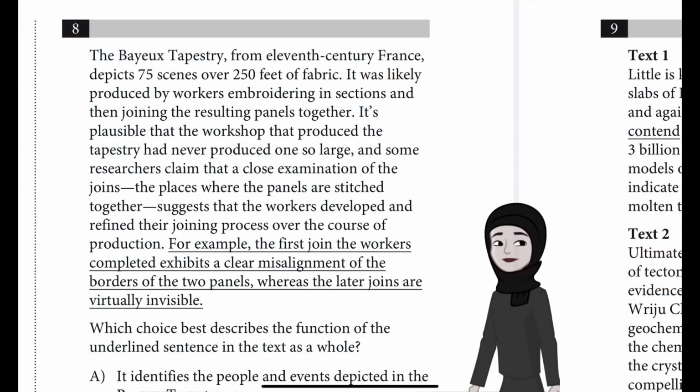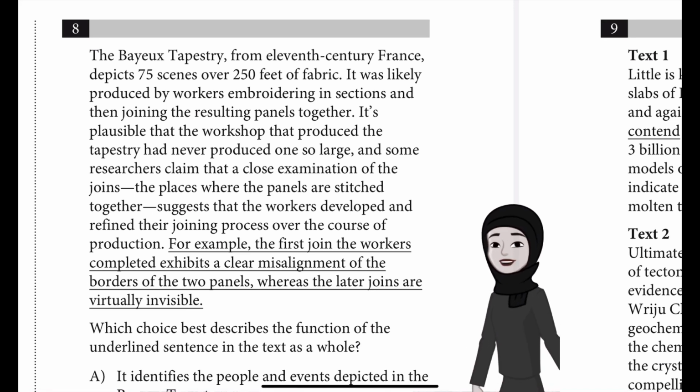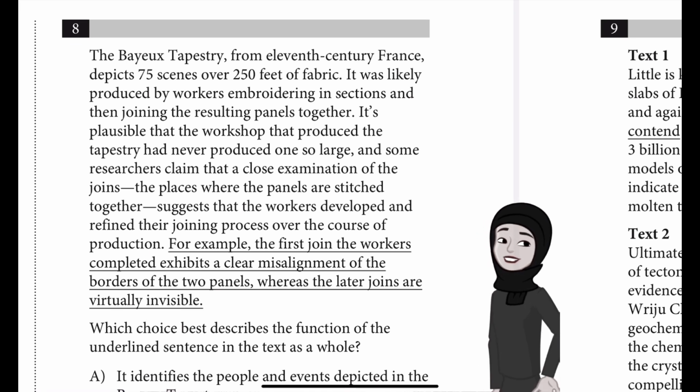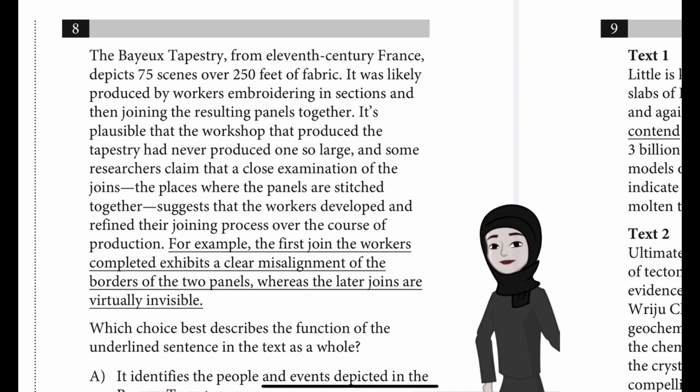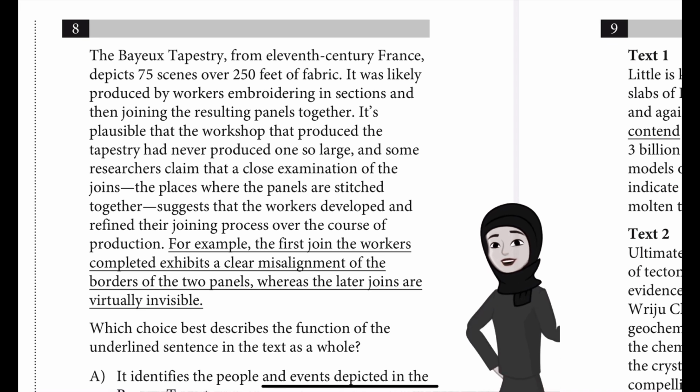Question number 8. The Bayeux Tapestry from 11th century France depicts 75 scenes over 250 feet of fabric. It was likely produced by workers embroidering in sections and then joining the resulting panels together. It's plausible that the workshop that produced the tapestry had never produced one so large, and some researchers claim that a close examination of the joints, the places where the panels are stitched together, suggests that the workers developed and refined their joining process over the course of production.